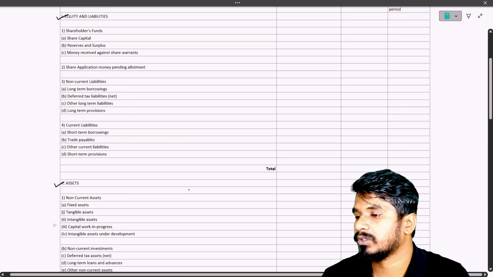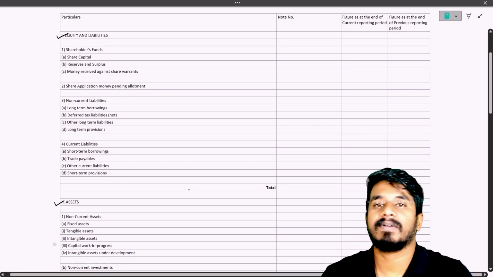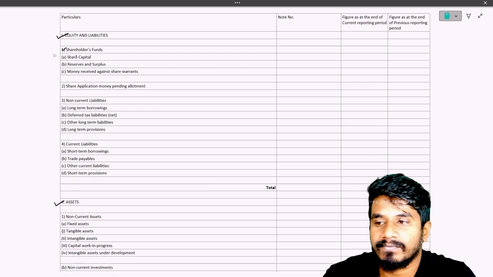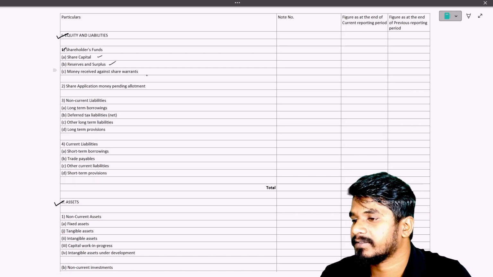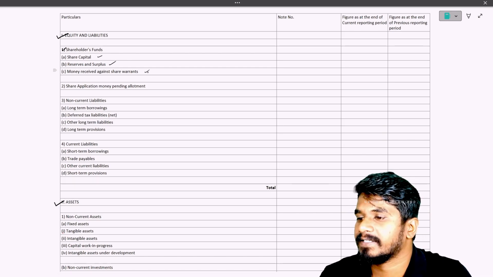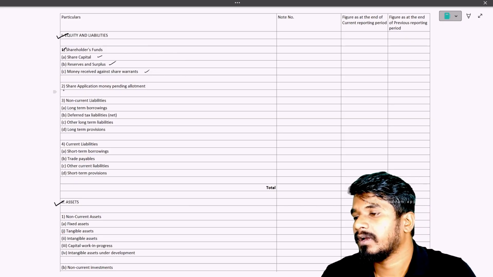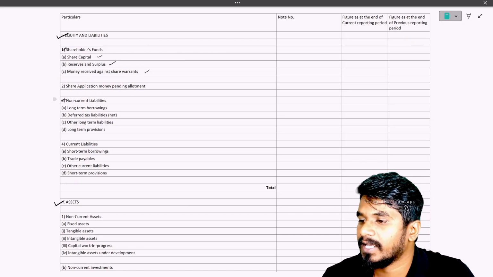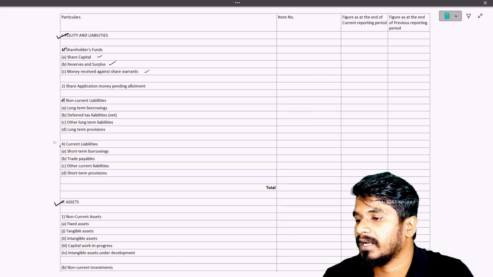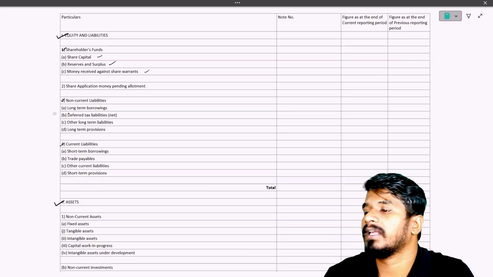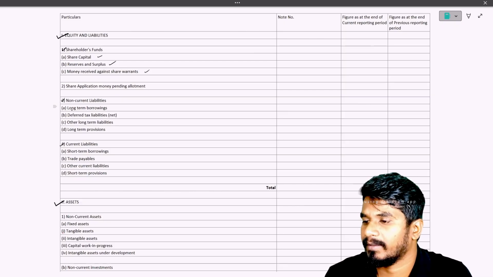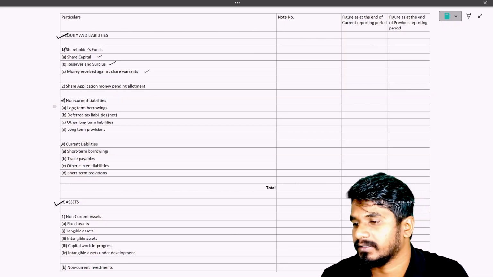Obviously, we'll have two things in the balance sheet. Under equity and liability, we'll have shareholders' funds. Under shareholders' funds, we have share capital, reserves and surplus, and money received against share warrants. The second thing is share application money pending allotment, and third, non-current liabilities and current liabilities. Under non-current liabilities we have long-term borrowings, deferred tax liabilities, other long-term liabilities, and long-term provisions.